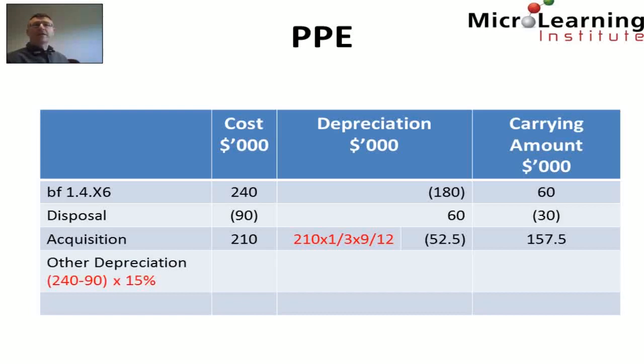Now of course there's other depreciation. We have total property, plant and equipment of $240,000. We've disposed of 90, but of course the remaining property, plant and equipment has to be depreciated. And again we're told in note 3 that all other plant is depreciated at 15% per annum on reducing cost. So the depreciation in relation to other property, plant and equipment is $22,500, reducing the carrying amount by $22,500. So therefore in our property, plant and equipment account carried forward at the 31st of March X7 we have $165,000.